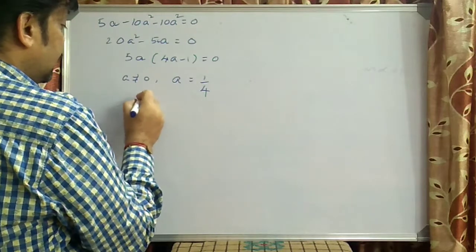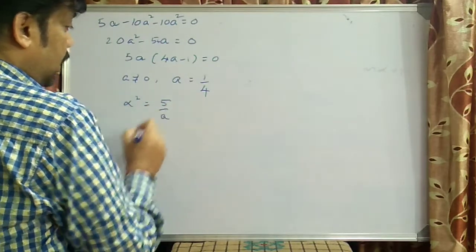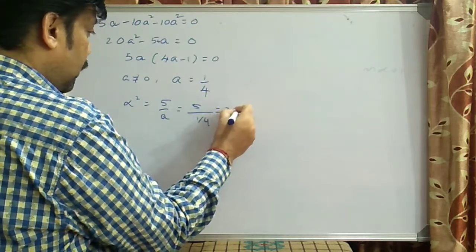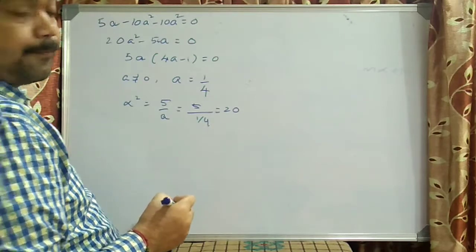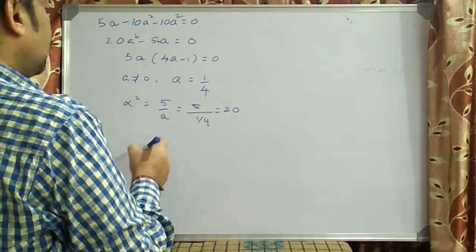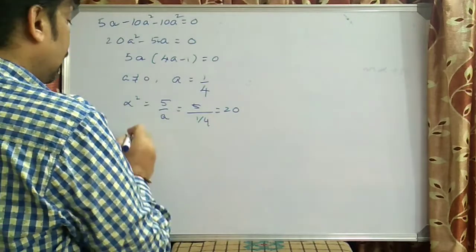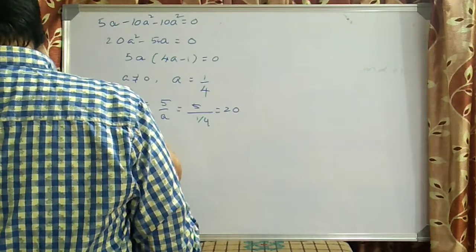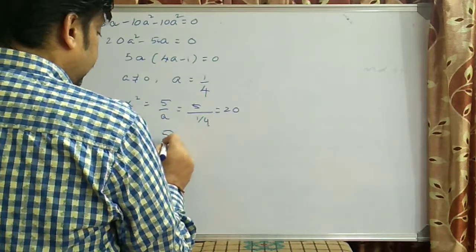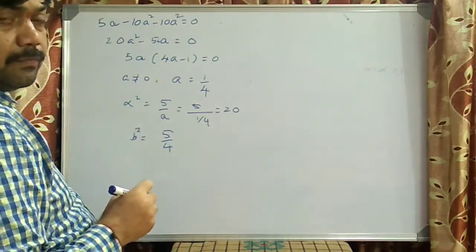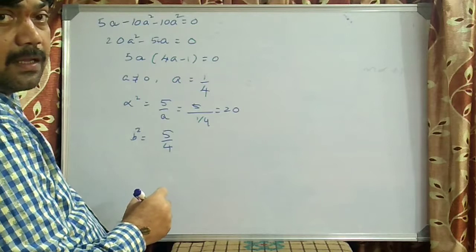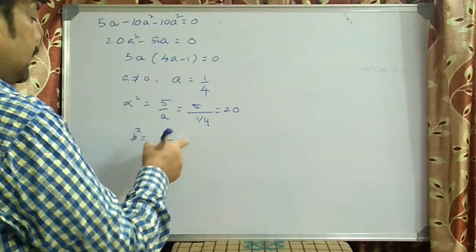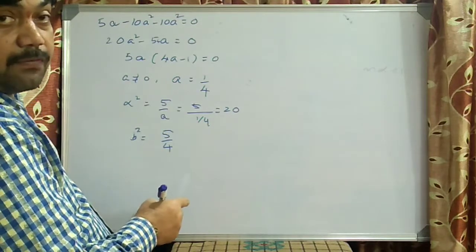Therefore, you can say alpha square is equal to 5 by a from the beginning. So that is equal to 5 whole by 1 by 4, which is equal to 20. Right? I have got a value. So now I am supposed to have the b value. Now very clearly b square is equal to 5 by 4, because it is 5a, we have already calculated the value. So now what I have got is alpha square. Now I am supposed to calculate the value of beta square also.